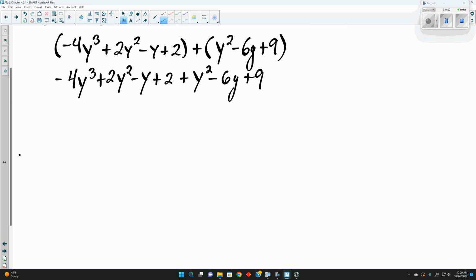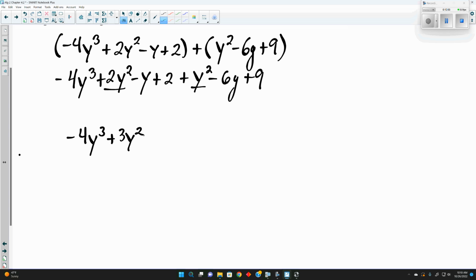So looking at this here, our first expression is the negative 4y cubed, yes? Are there any others that have a y to the third power? No. So it's the only term like it, yes? Now we can look at the next one, which is 2y squared. Are there any other y squared terms? Well, yes, because we have 2y squared and y squared. And if we combine those, we get plus 3y squared, because 2y squared plus y squared is 3y squared, yes?